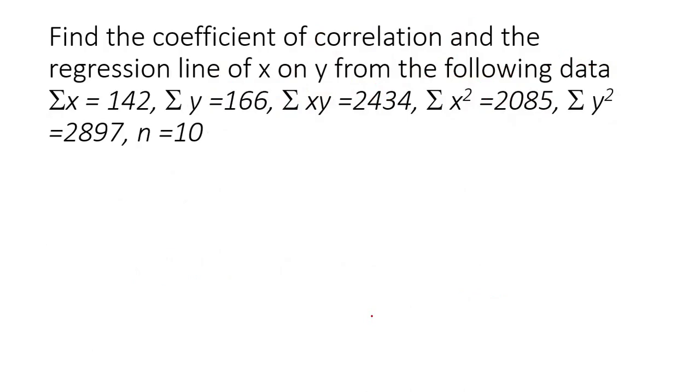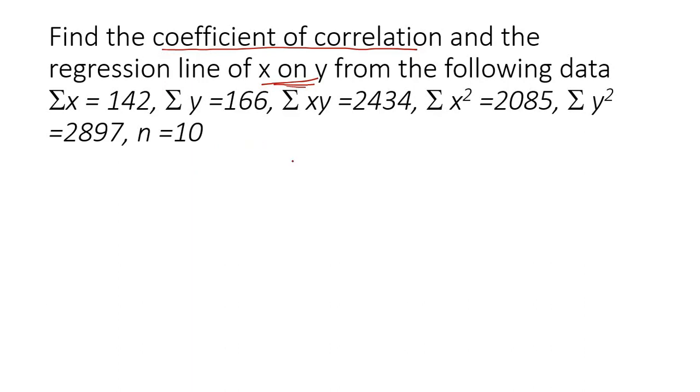Well, the first one is this. Find the coefficient of correlation, that means we have to find the correlation coefficient, and the regression line of x on y. They have asked only x on y from the following data. Some data is given to us: summation x is 142, summation y is 166, summation xy is 2434, summation x square is 2085, summation y square is 2897, and n, the number of observations, is 10.